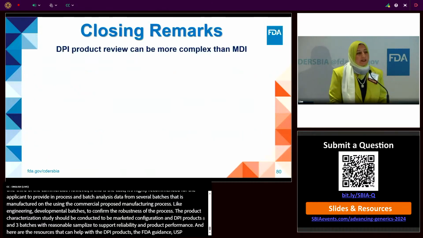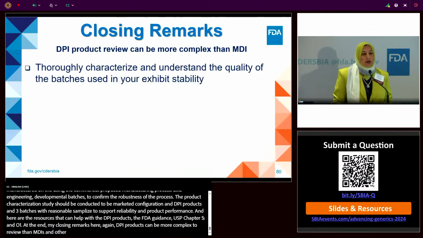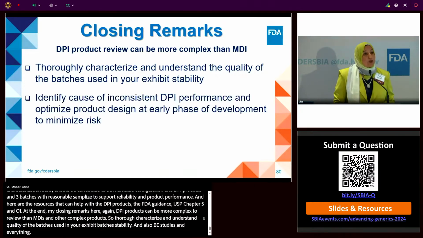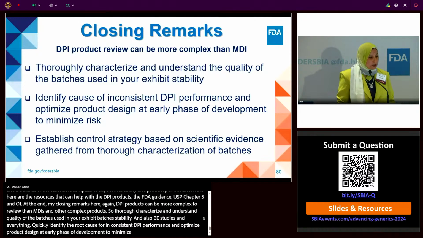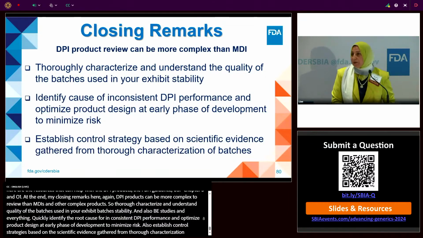At the end, my closing remarks here: again, DPI products can be more complex to review than MDIs and other complex products. So thoroughly characterize and understand the quality of the batches used in your exhibit batches, stability, and also BE studies and everything. Quickly identify the root cause for inconsistent DPI performance and optimize product design at an early phase of the development to minimize the risk. Also establish control strategy based on the scientific evidence gathered from thorough characterization of the stability batches and BE batches.